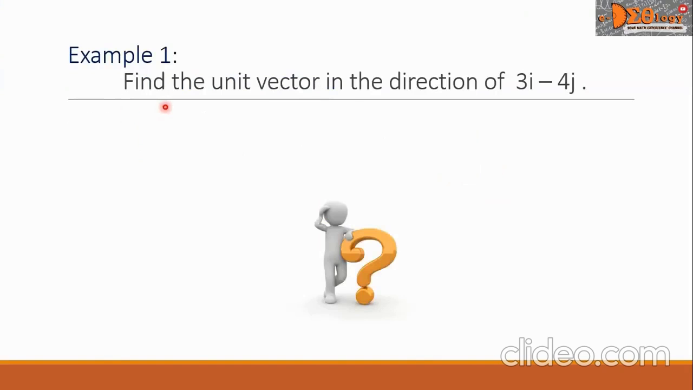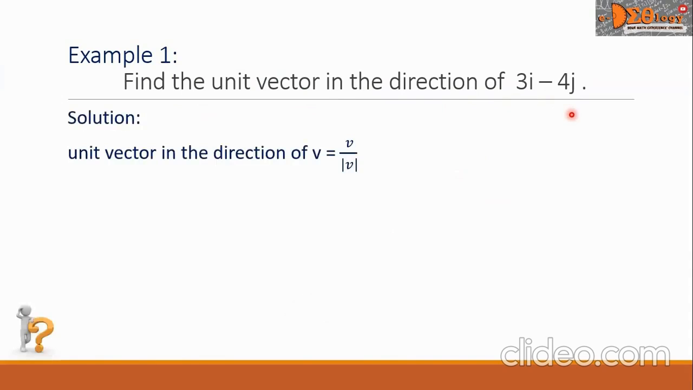Example 1. Find the unit vector in the direction of 3i minus 4j. This is the formula for the unit vector in the direction of v. When we substitute our value, we will have the unit vector in the direction of 3i minus 4j equals 3i minus 4j all over the length of 3i minus 4j.